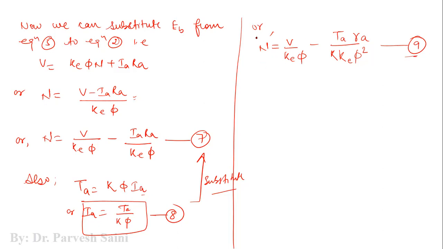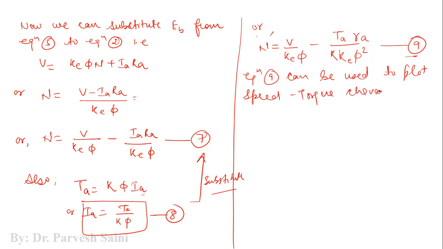Now this equation 9 can be used to plot the speed-torque characteristics of a separately excited DC motor, right? So for this type of motor, we can make use of equation number 9.